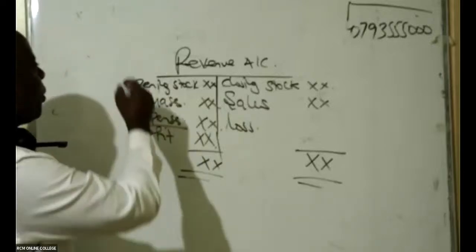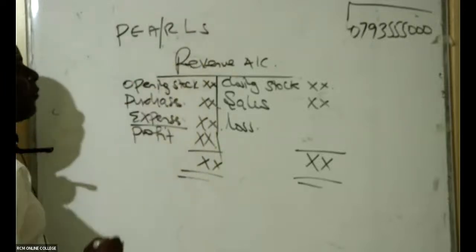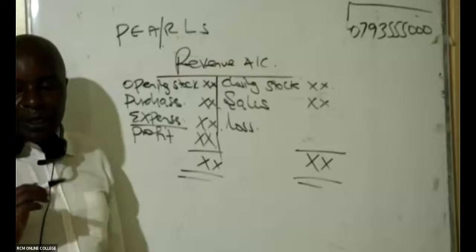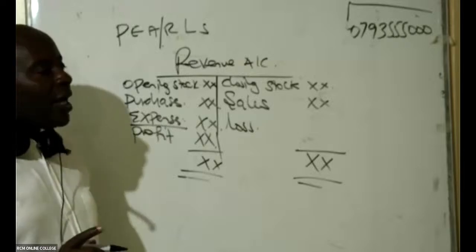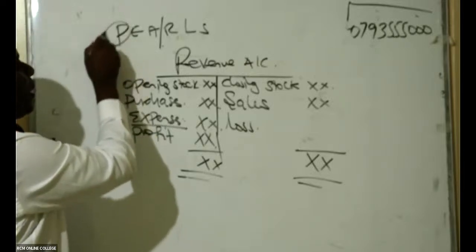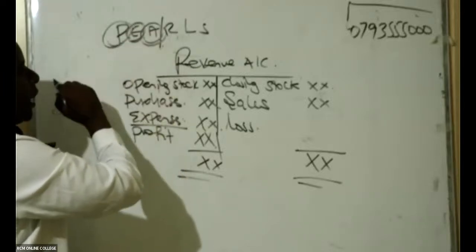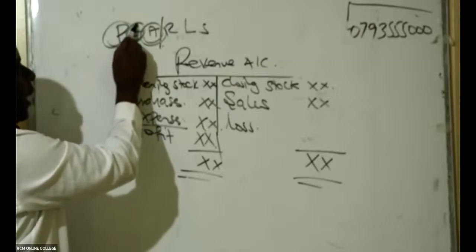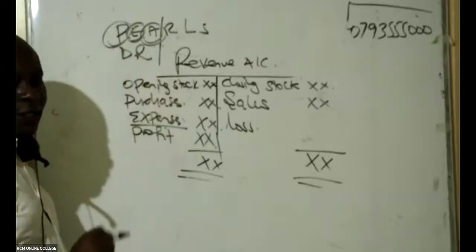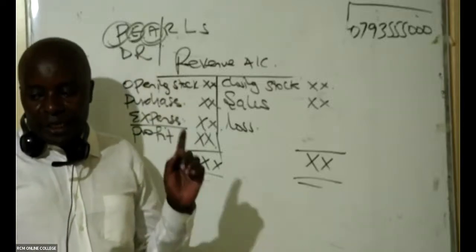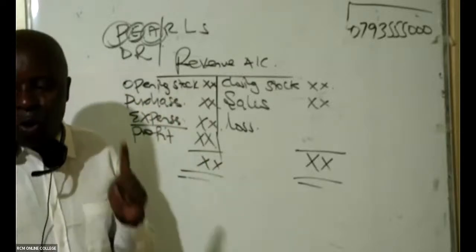So the double entry principles, if you remember very well your financial accounting, you are told in the double entry, we have what we call the famous pairs. This stands for purchases, expenses, assets. Please write that down. They shall always be debited whenever they increase.